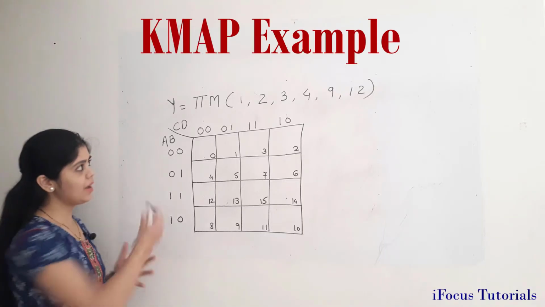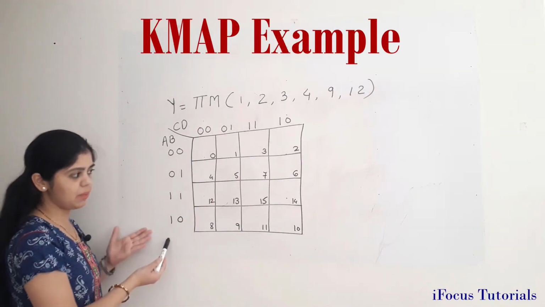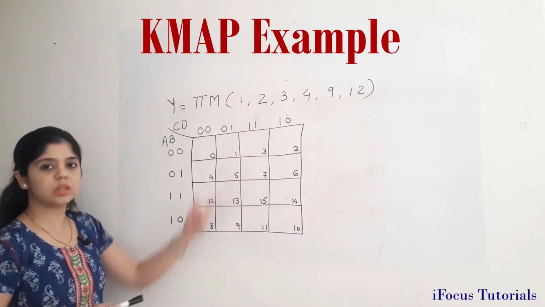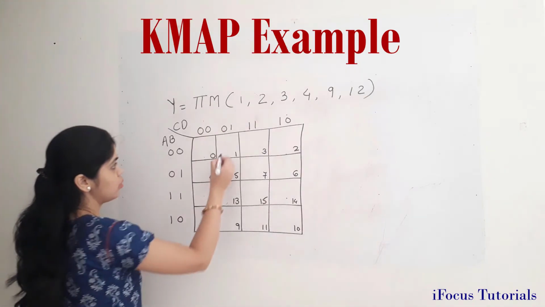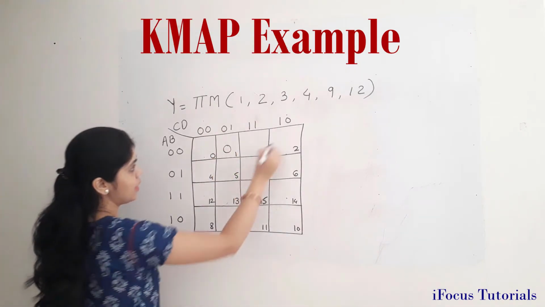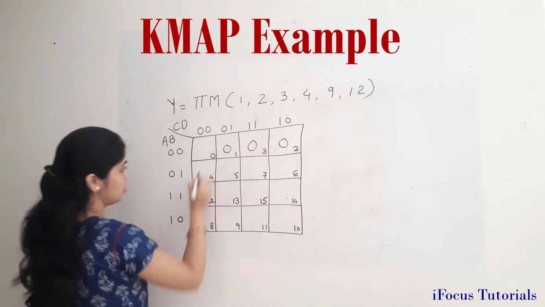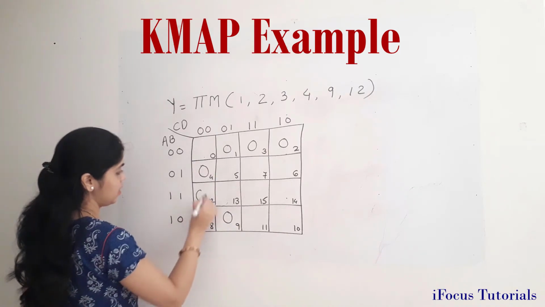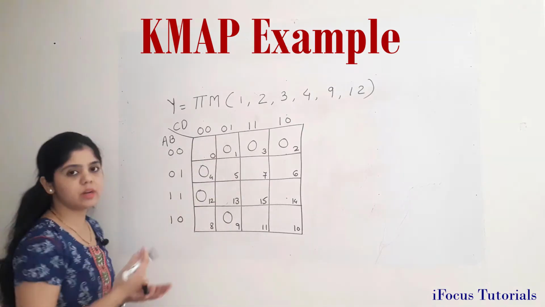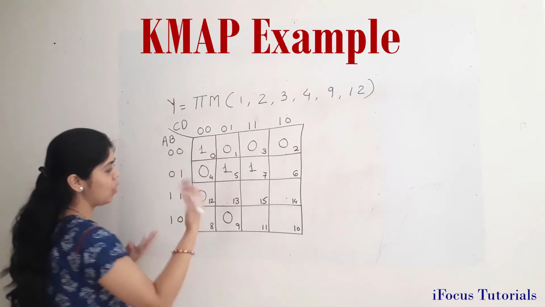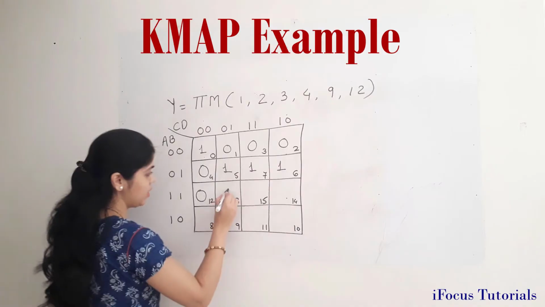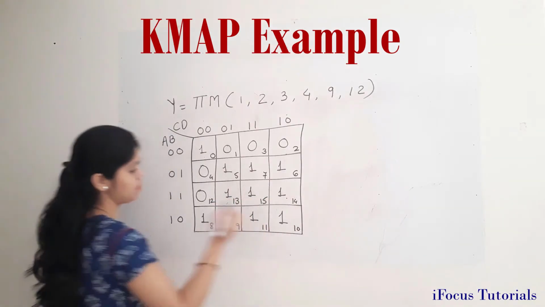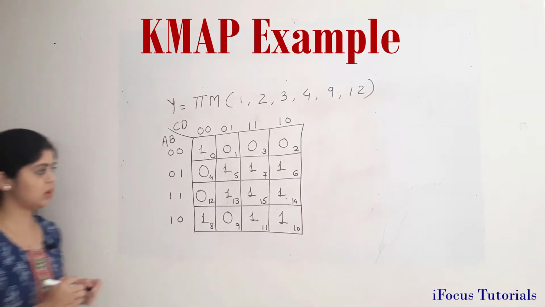Now I have drawn a 4 variable KMAP here. So I will represent these numbers as a 0 in these box numbers. So first is 1, then 2, 3, 4, then it is 9 and then 12. So I will represent the remaining box numbers with 1. To avoid confusion, I am writing 1 in these remaining box numbers, but if you want, you can keep it as it is. So it is not compulsory.